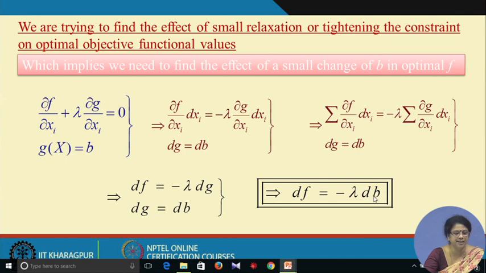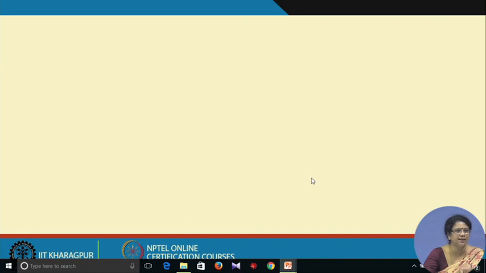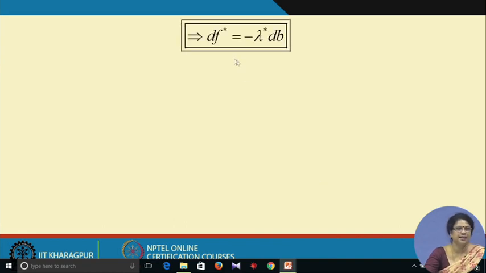That means if I change b, it is affecting the objective functional value. Did you see? If I change b in a positive direction, by keeping lambda constant, the functional value will decrease. That fact I am going to tell you next. At the optimal stage, if I consider lambda star as the Lagrange multiplier value at the optimal stage, then we can say that df star is equal to minus lambda star db.